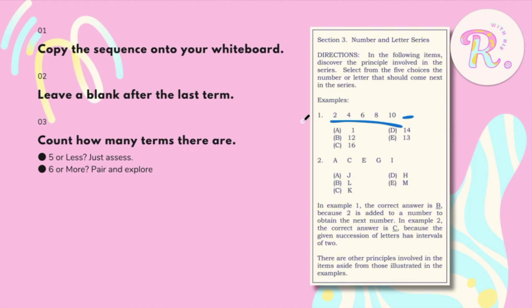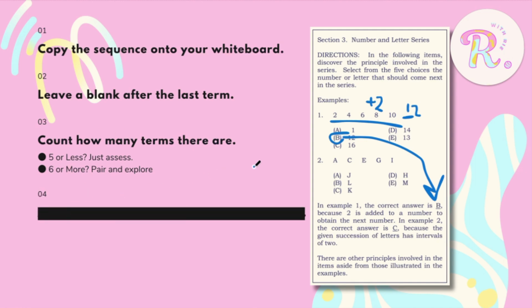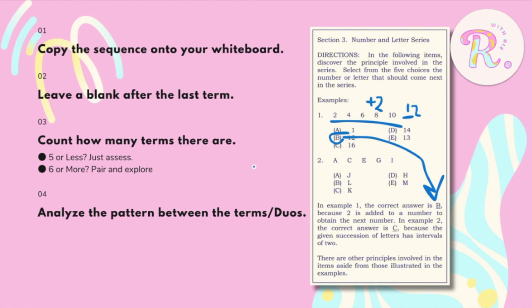So right here though, it's 5 or less, just assess. So 2, 4, 6, 8, 10, it's obvious that it's plus 2 from the preceding to succeeding terms. That means here it's 12, right? Later on in the examples, I'll be showing you how to do the 6 or more, pair and explore. Okay, moving on to step 4. You keep in mind arithmetic, geometric, Fibonacci, etc. The ones that we talked about. And you figure out which one is the pattern. So here, as I've said earlier, it's arithmetic, right?